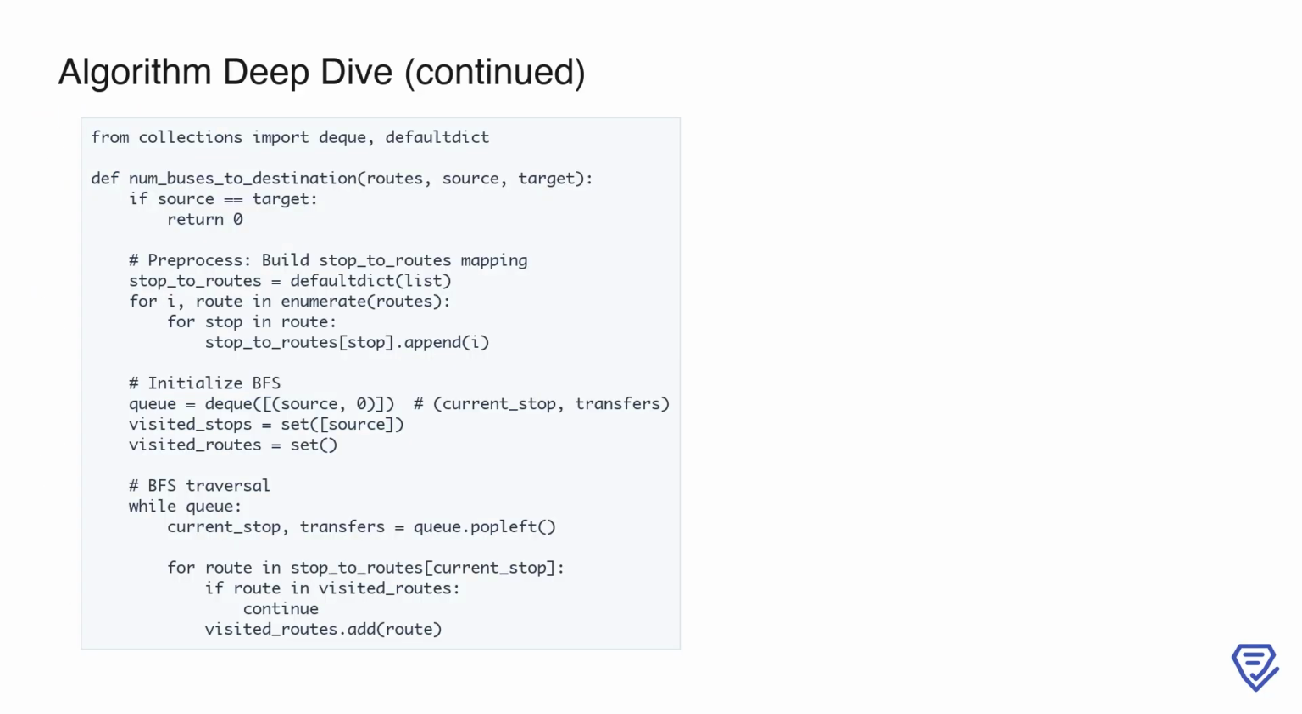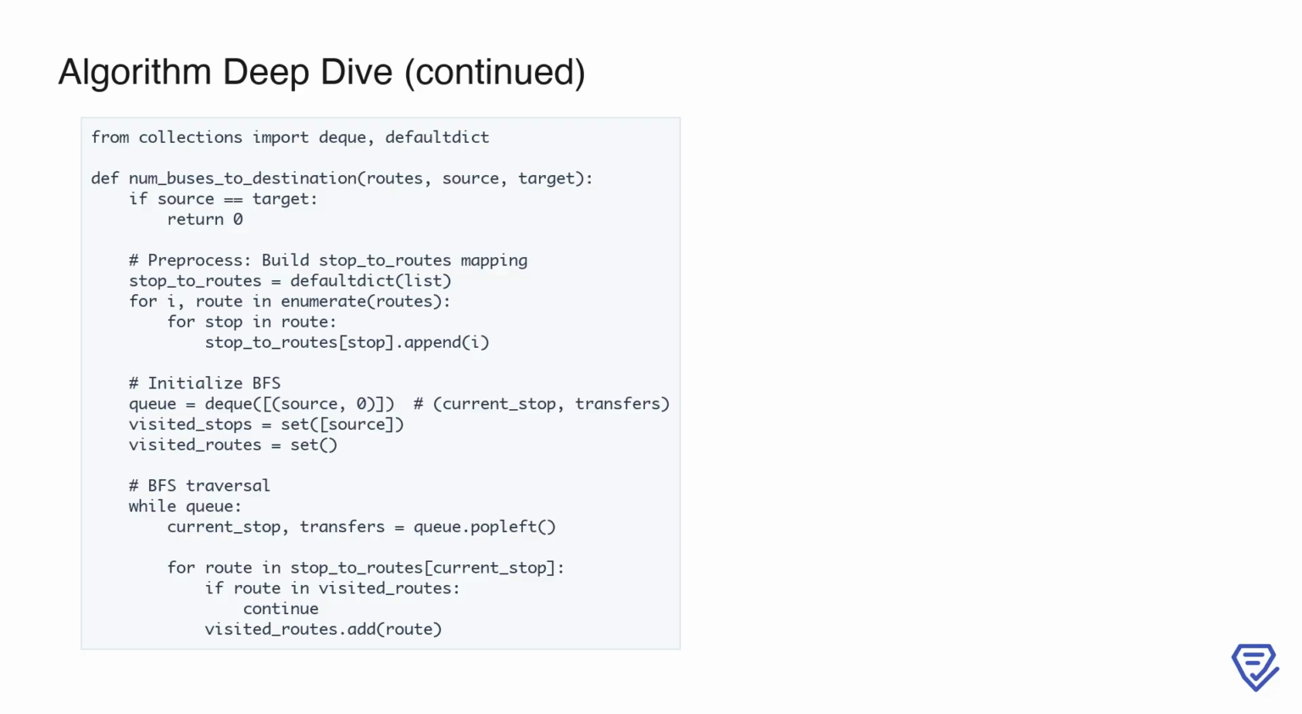Here's how the algorithm is implemented in Python. After importing the required libraries, we define the function number_buses_to_destination. The first step checks if the source and target are the same. If they are, we return 0 immediately, as no buses are needed. Next, we pre-process the input data to build the stop_to_routes mapping using a default dict. For each route, we iterate over its stops and append the route index to the list of routes for that stop. This pre-processing step allows us to efficiently query which routes pass through any given stop.